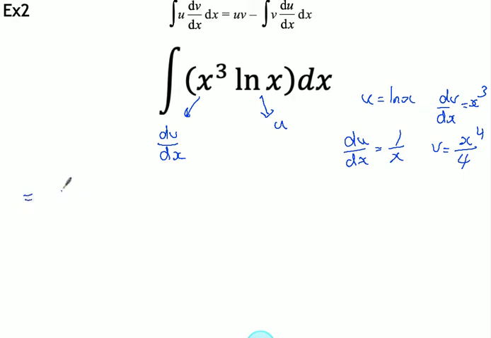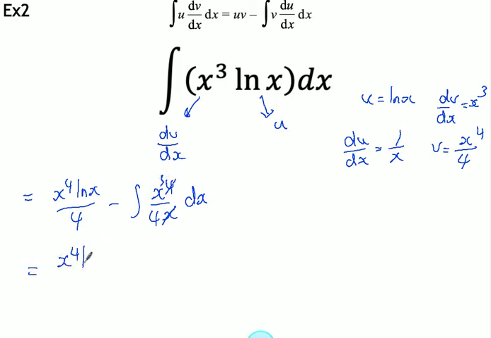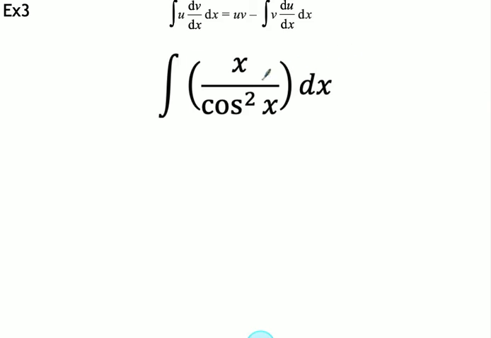Nearly done. So uv is x to the 4 ln x over 4. Subtract the integral of v du, so it's x to the power 4 over 4 multiplied by 1 over x, which is that with respect to x. So one of those x terms cancels, and then let's finish it off. So x to the power 4 ln x all over 4, subtract x to the 4 over 16 plus our constant. Lovely.